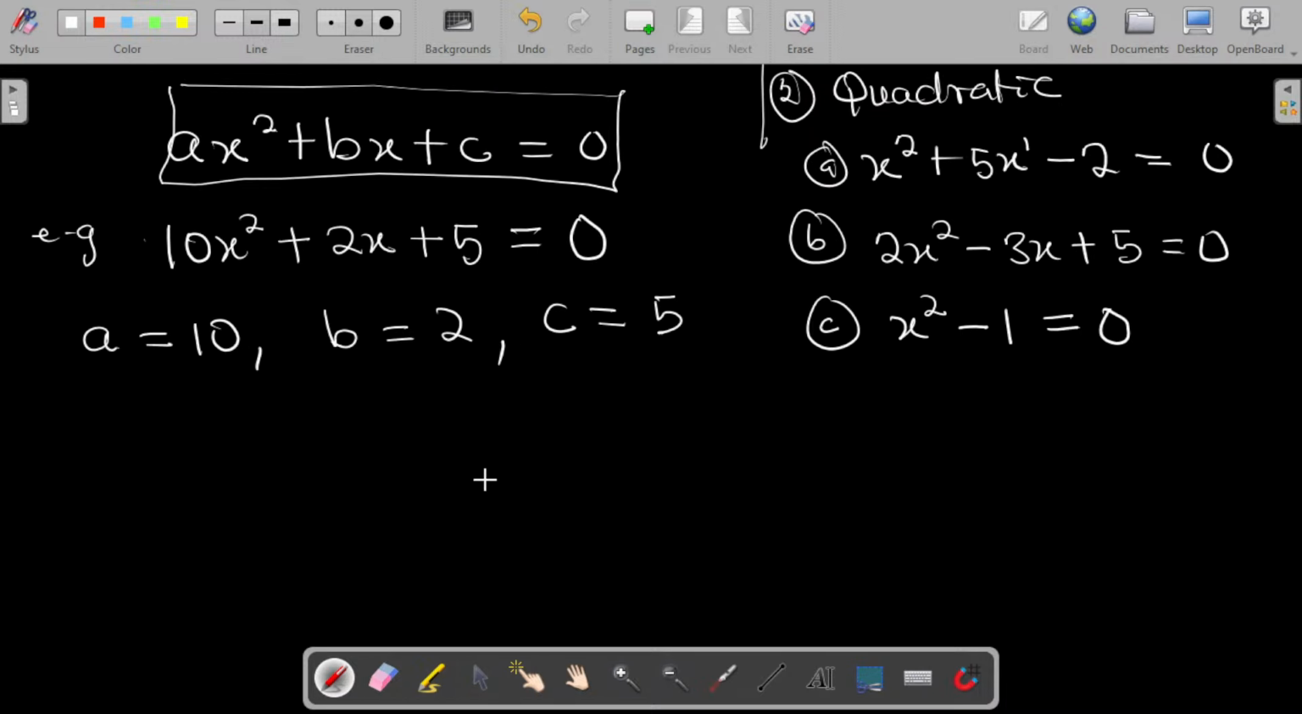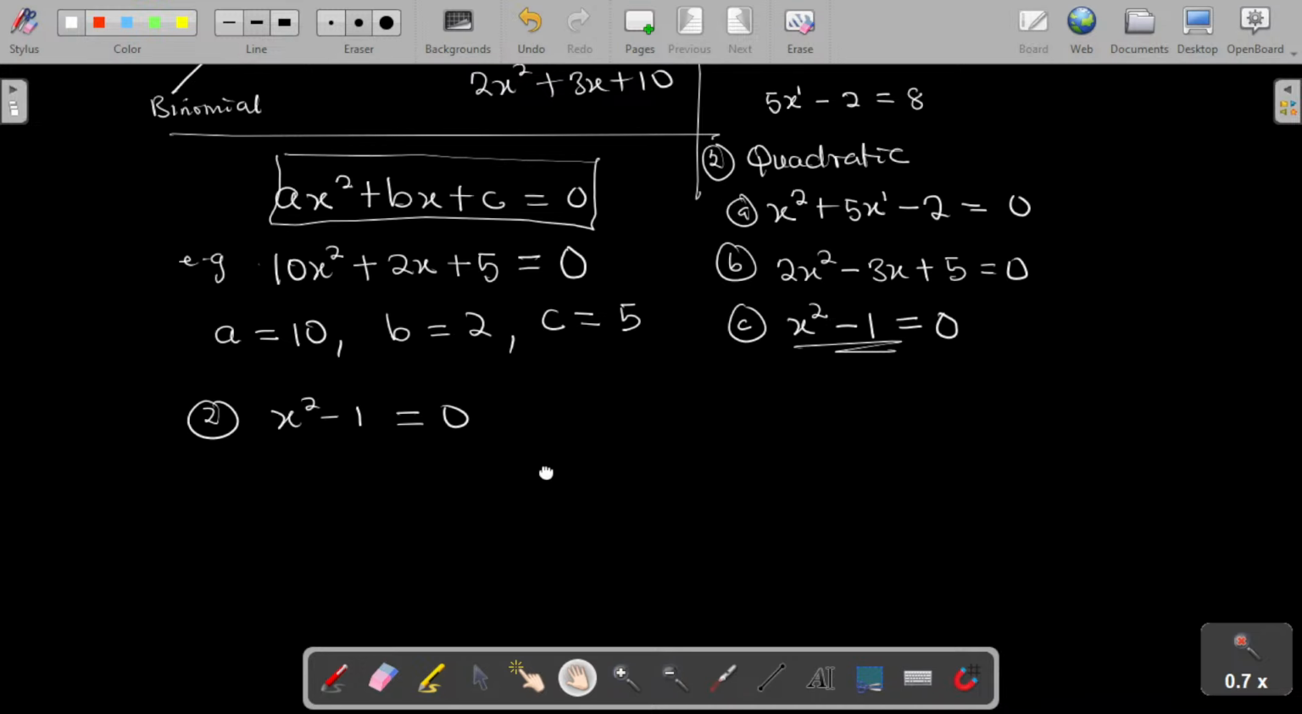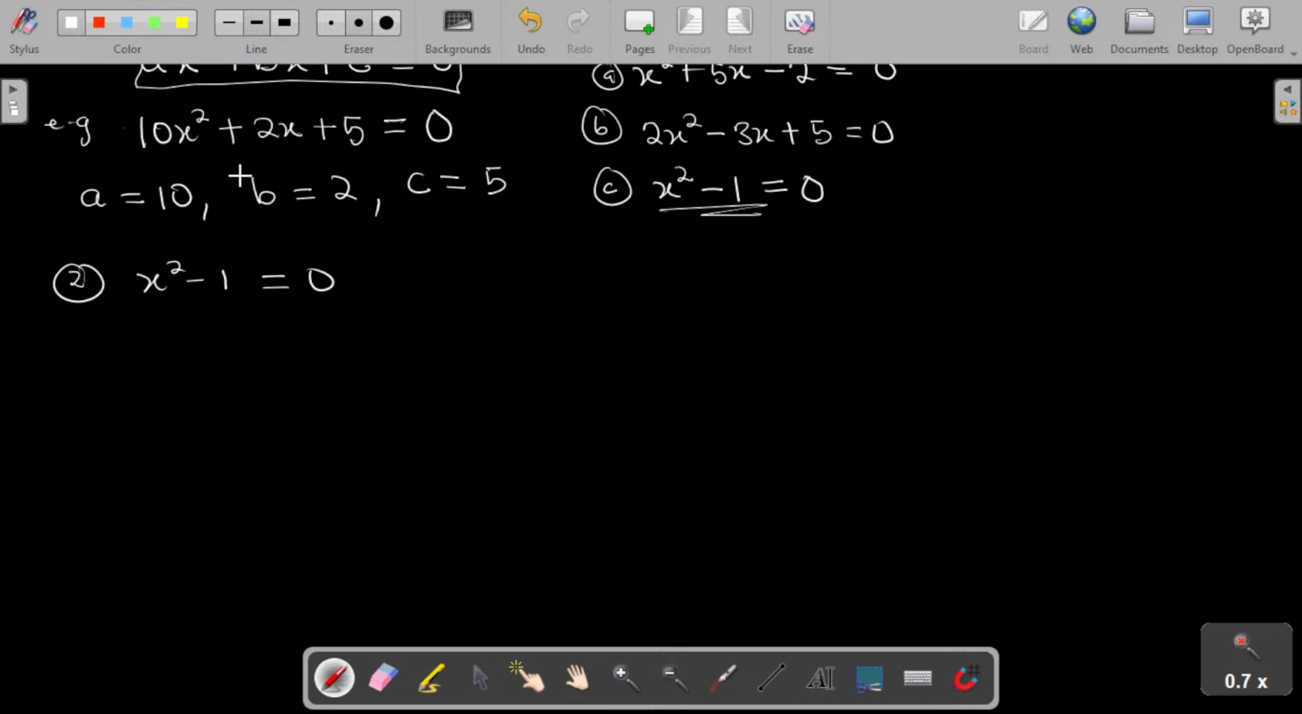So let me bring back this example I gave here. Here we have x squared minus 1 equal to 0. So please, what is the a for this one? For this example, what is our a? For this particular example, what is our a, what is our b, and what is our c?